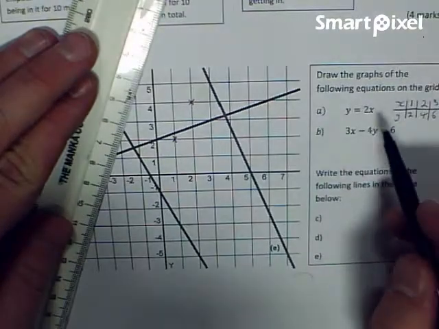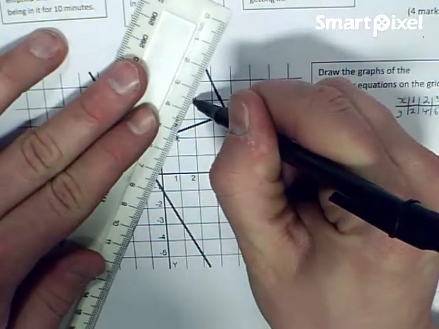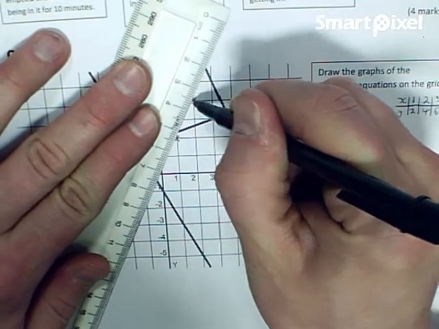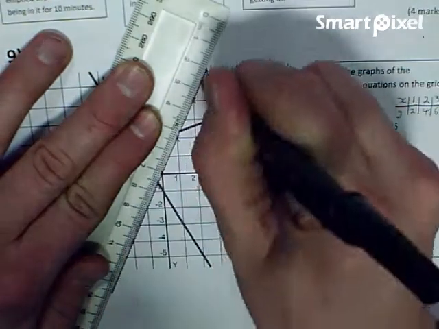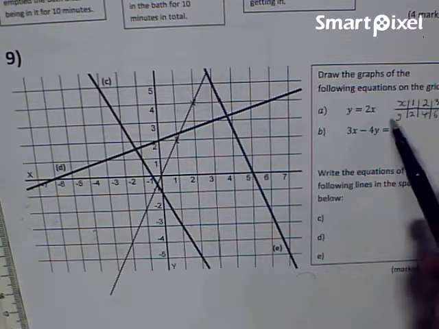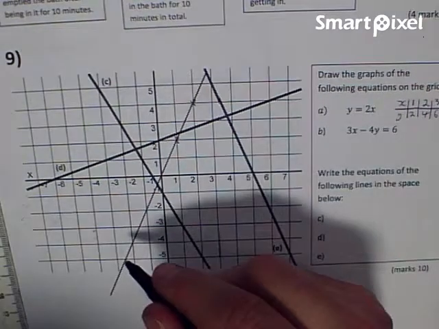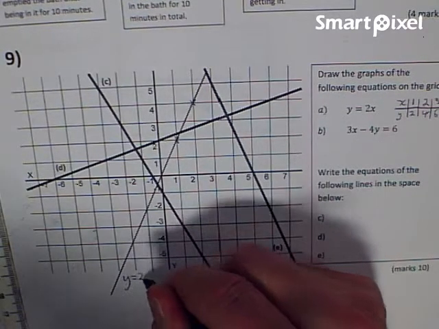If x is 0, y is 2 lots of 0, so yep, that works. So I'm going to just join those up, and I've got my line y equals 2x. Make sure to join all the way through, not just the bits that I've done. Label it y equals 2x.